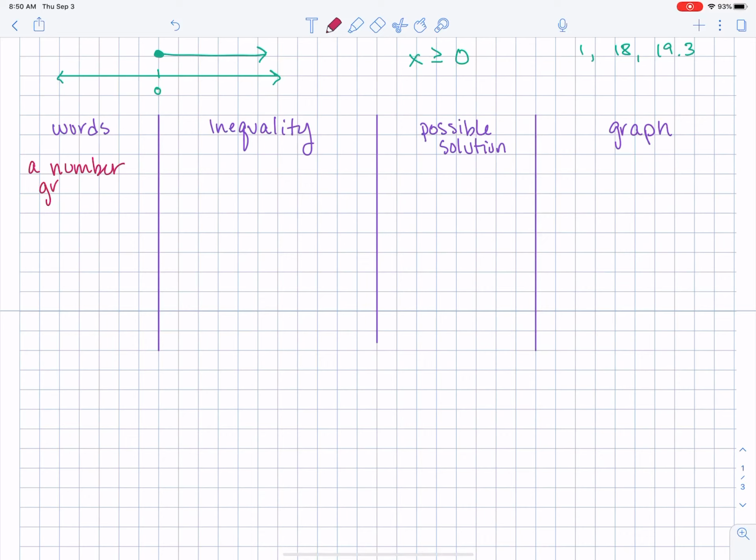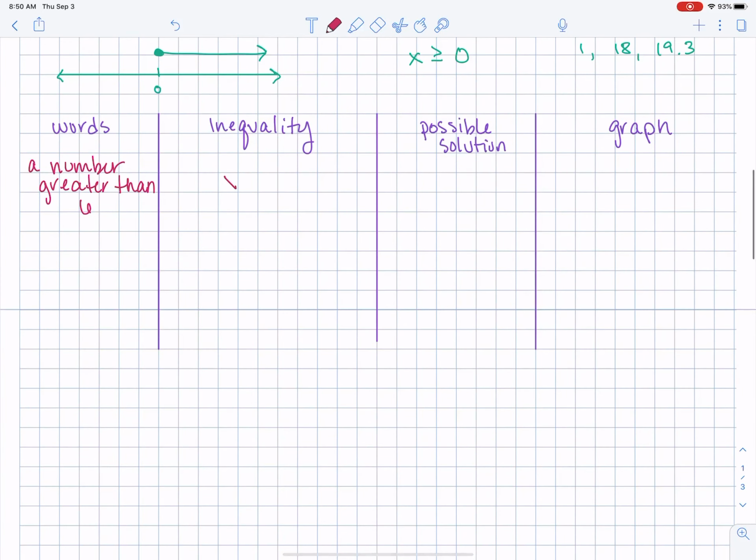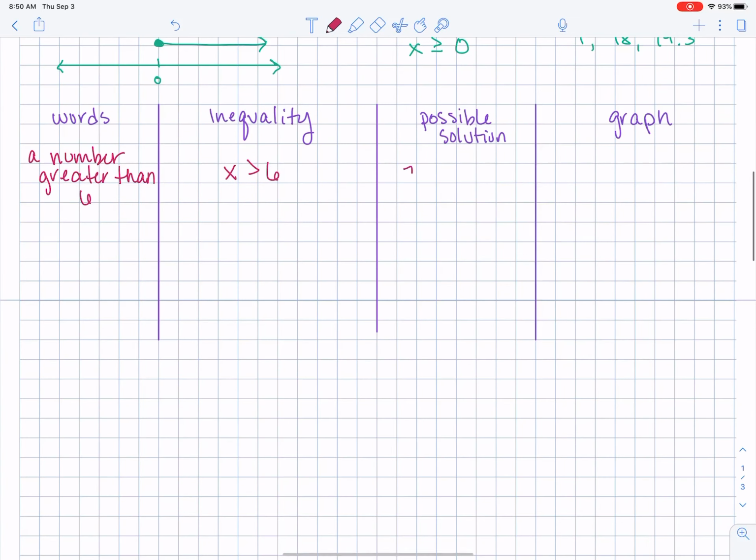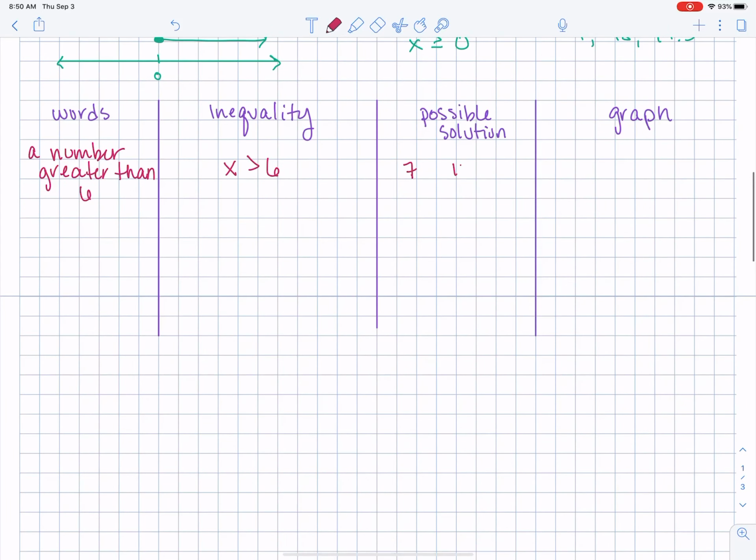Okay, so the first one that I'm going to do is a number greater than 6. So a number greater than 6. Again, I like to start with the variable. I'm like, okay, a number greater than 6. So I got 2 columns done already. Now we got to think about possible solutions. 7 is greater than 6. 100 is greater than 6. Let's see here. 57 over 2 is greater than 6. So those are all possible solutions.